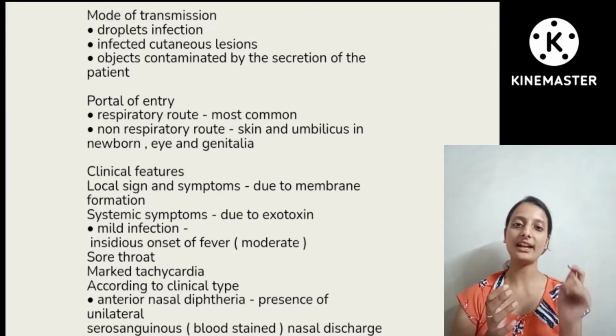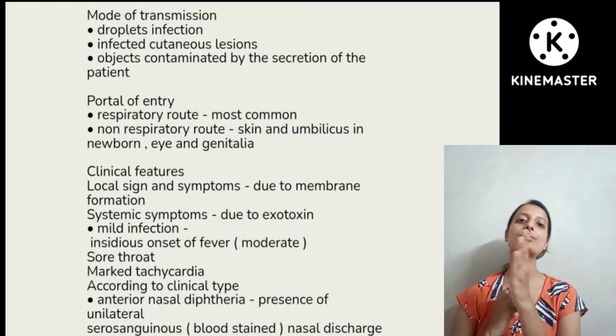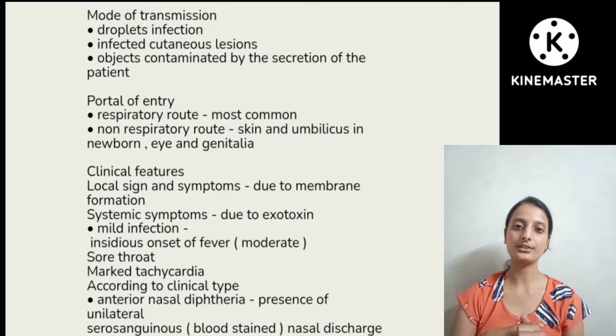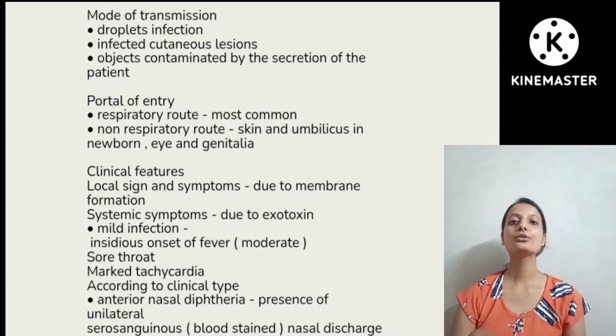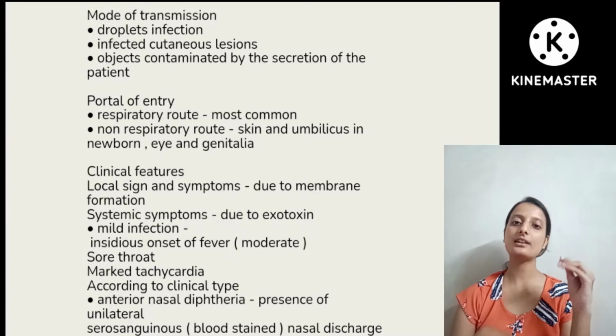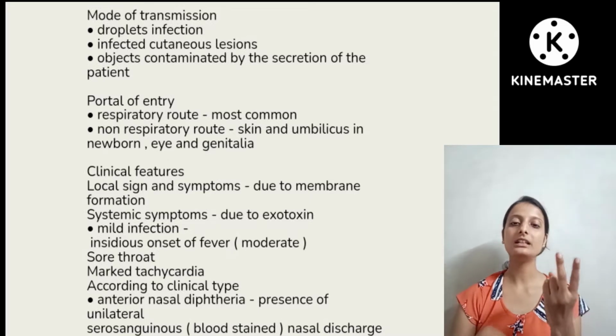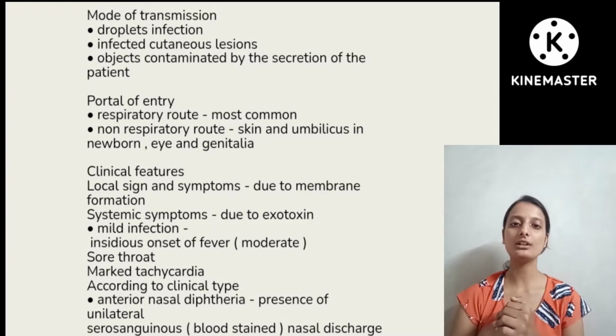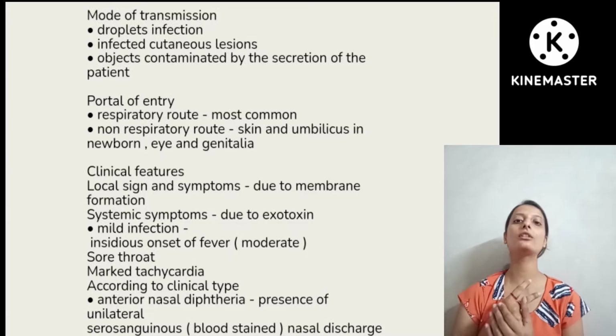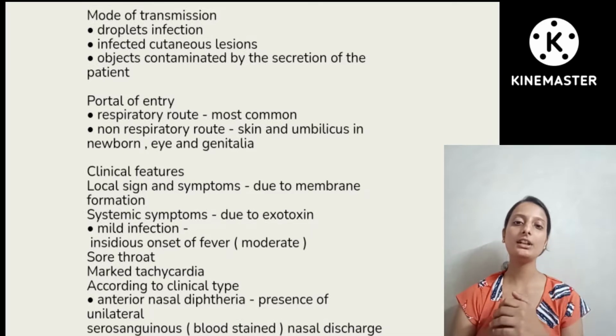Once the person is infected with the disease, he is likely to transmit it to another person. So this disease is transmitted via droplet infection, infected cutaneous lesions, and the objects used by the patient or contaminated by the secretion of the patient. So these are the three modes of transmission.